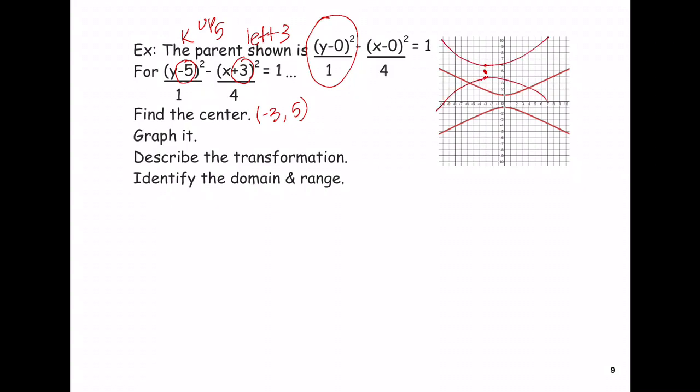When we look at the domain, remember we look at the x values. In this case, our x values are all going to positive and negative infinity, so our domain is all real numbers. Our range, however, when we look at the y values, is going to be greater than 6, less than 4. And you just graph this hyperbola.